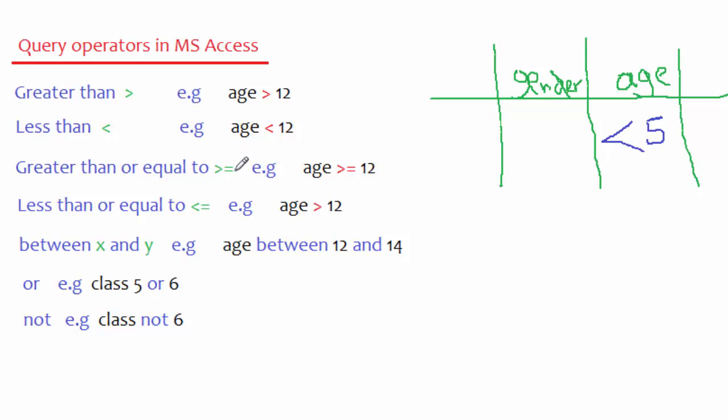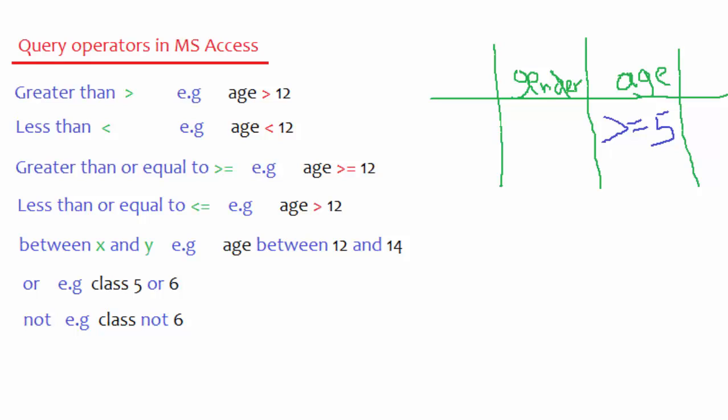Another improvement of the less and greater than signs is the greater than or equal to, and here we are including the value we are involving in the search. For example, if I want students whose age is 5 and above, it means those ones with the age of 5 are included. And I will just write here age greater or equal to 5. This will give me all those students whose age is 5, then 6 onwards, like that.